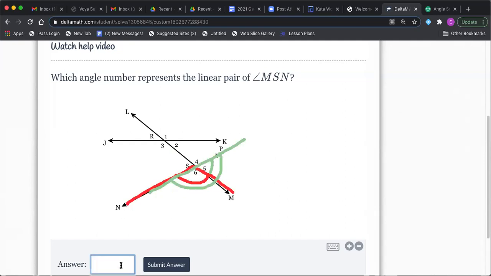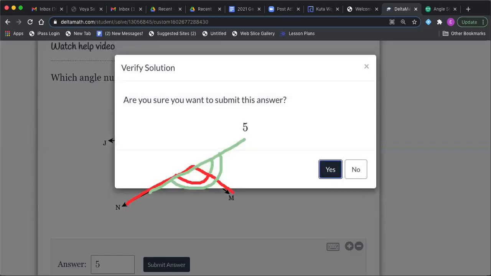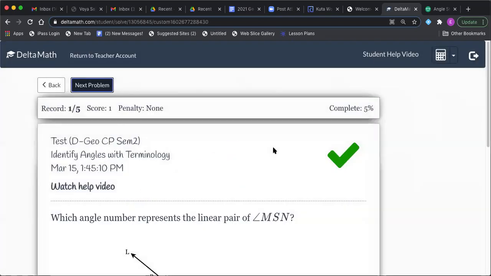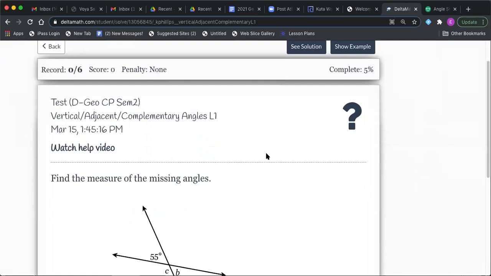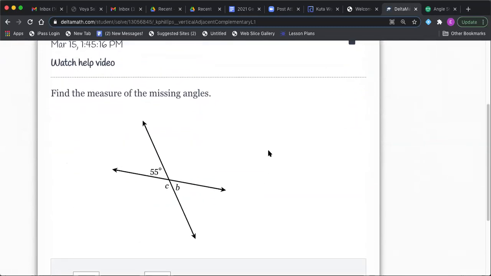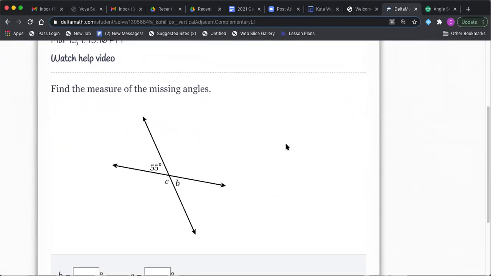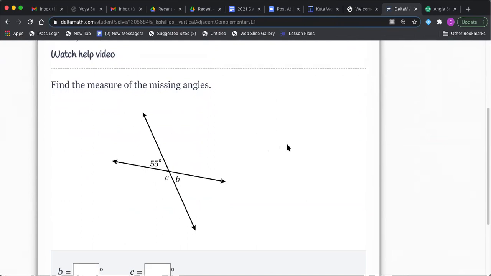So this, obviously, there's no work to be shown here. You just have to look at the diagram and see which one they want. So you have one small section like that. Then this one's going to ask you for some actual angle measures. Okay, so let's just take a look at this one.